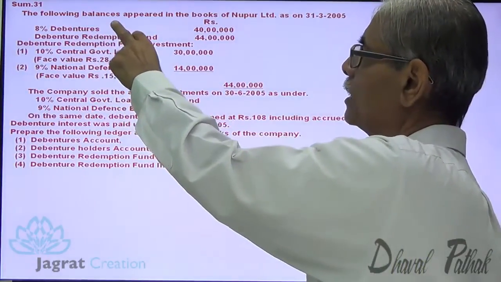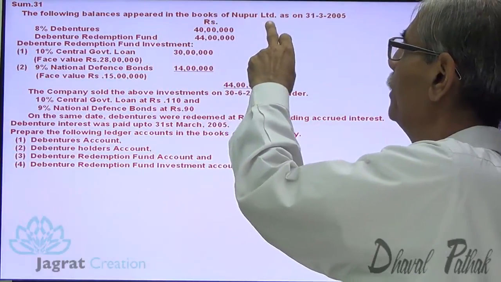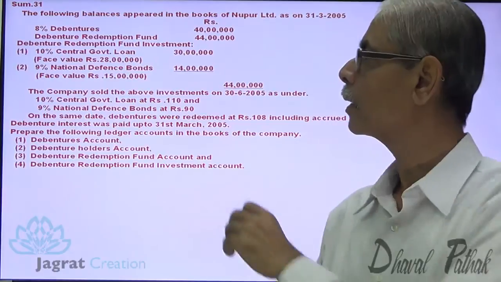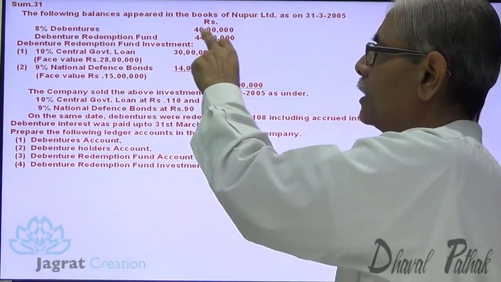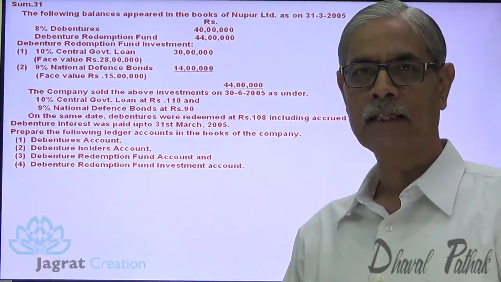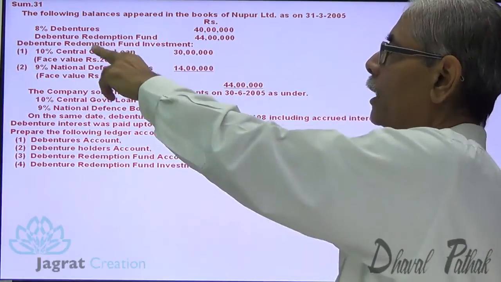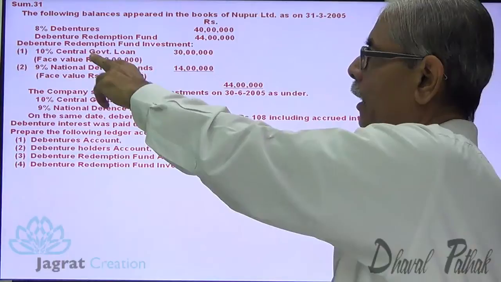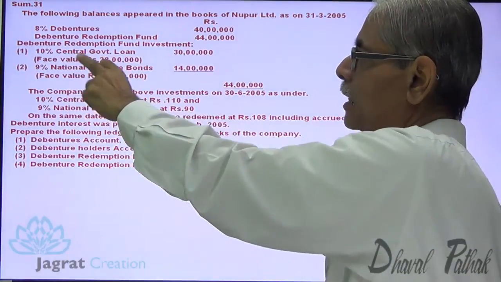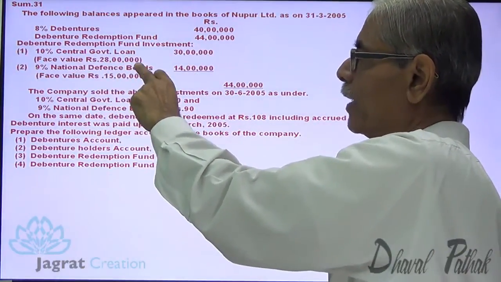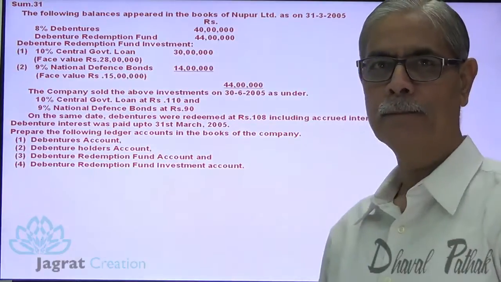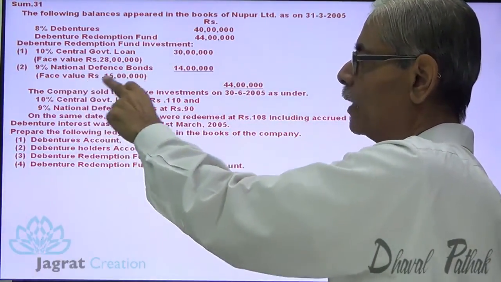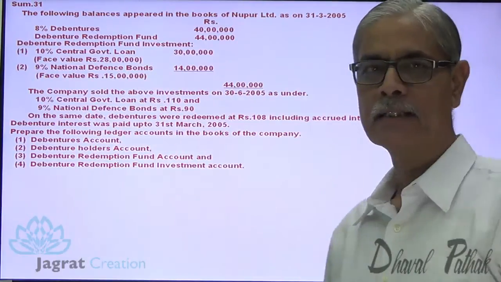The following balances appeared in the books of Nupur Limited as on 31/3/2005. 8% debentures, 40 lakhs. Debenture redemption fund, 44 lakhs. Redemption fund investment, 10% central government loan, face value 28 lakhs, purchase price 30 lakhs. 9% national defense bond, face value 15 lakhs, purchase price 14 lakhs.